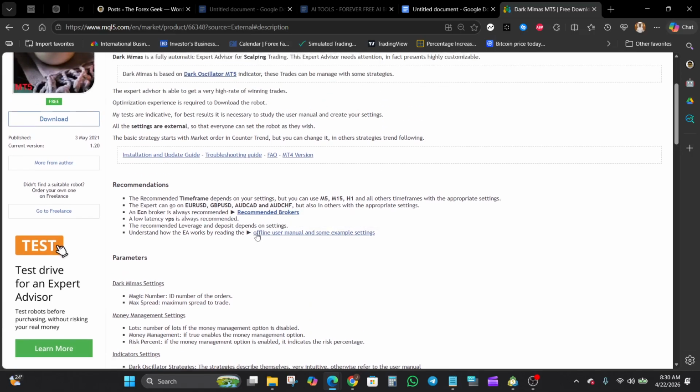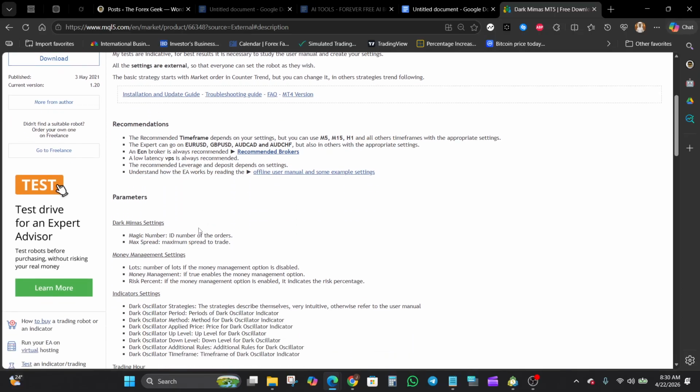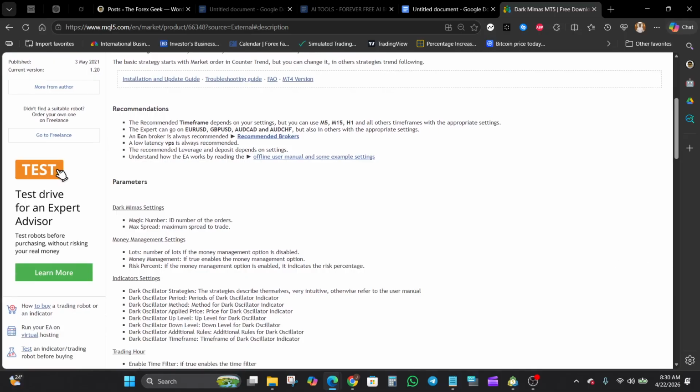and it supports multiple pairs like the EUR/USD, GBP/USD, AUD/CAD, and AUD/CHF. It can also run across different time frames, depending on how you configure it. So overall, this looks more like a flexible framework rather than a fixed strategy, which can be powerful, but also means results will depend heavily on how it is set up.